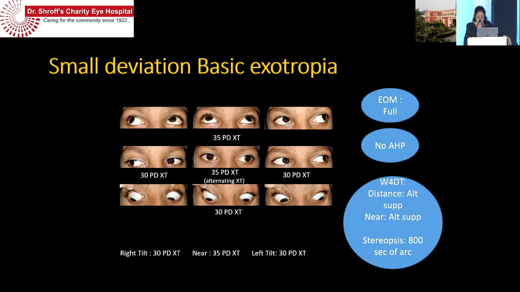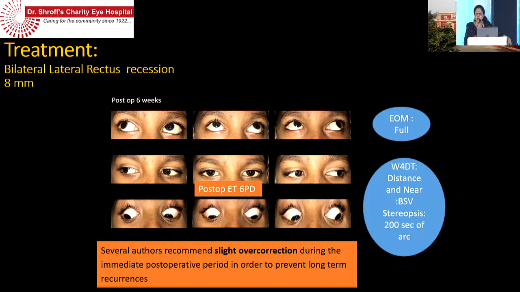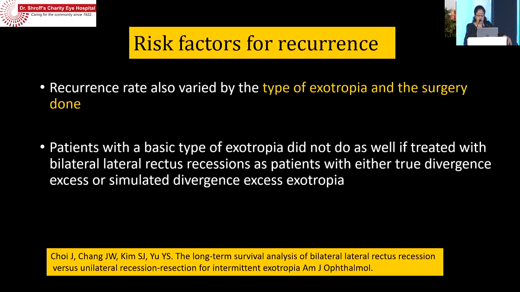Small angle deviations of basic exotropia give better results because when you slightly overcorrect them in the immediate post-op period, this is found to prevent long-term recurrences. How much to overcorrect? We normally overcorrect, but we try to make them 8 to 10 prisms of esotropia. So they give you the best results.